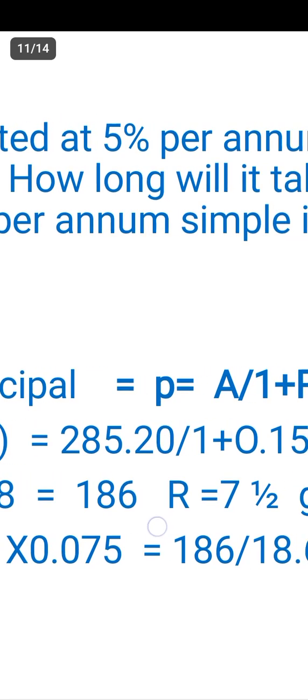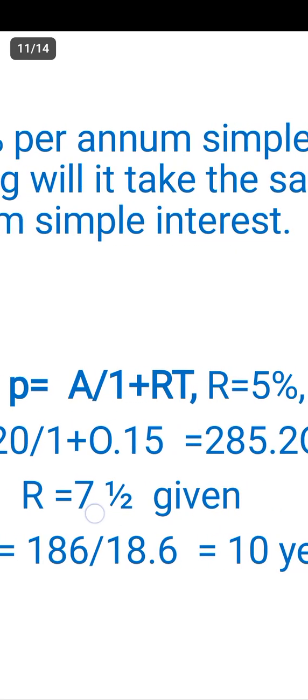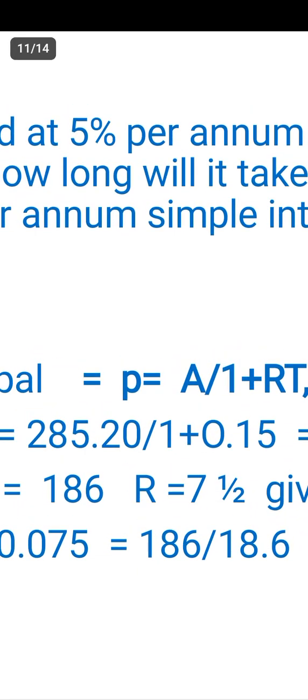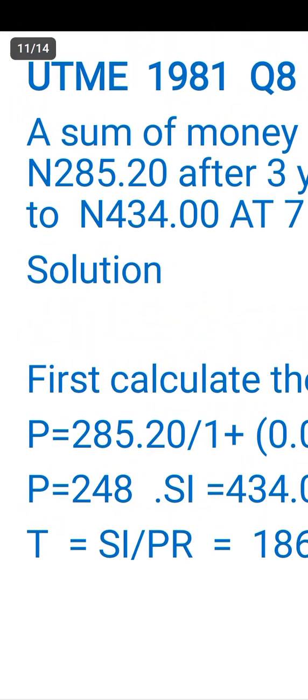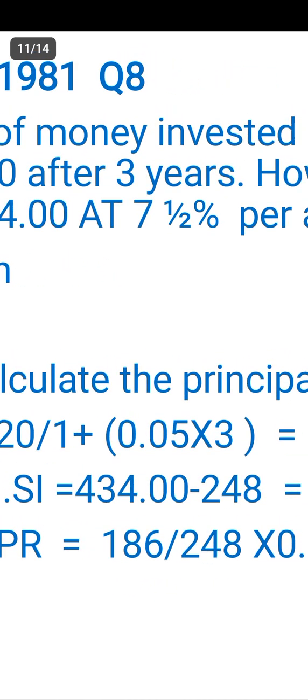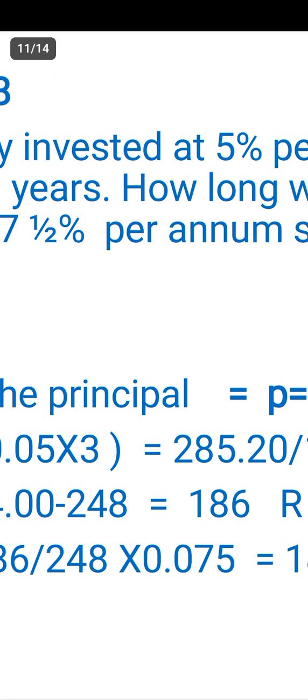Now we've gotten the simple interest 186 calculated. Then the rate is 7.5 given. So we have gotten the rate, and we have gotten what? The simple interest. And so we are going to fix in these values into that formula, that says that time is equals to simple interest over principal times rate, which is 186 over 248 times what? 0.075.